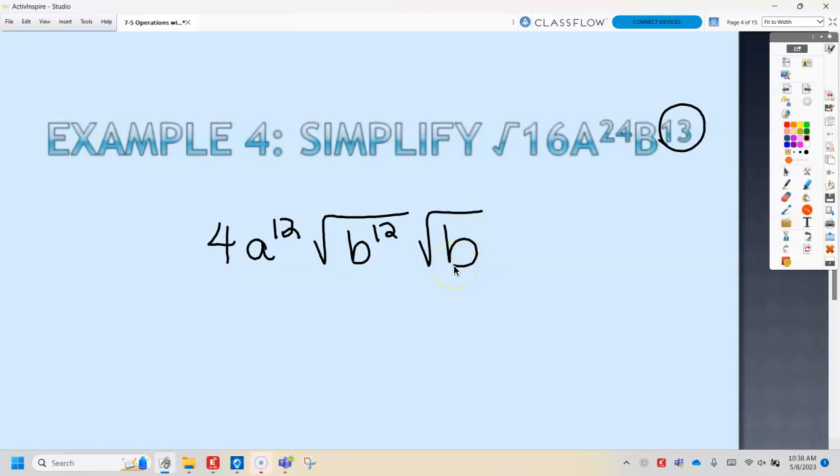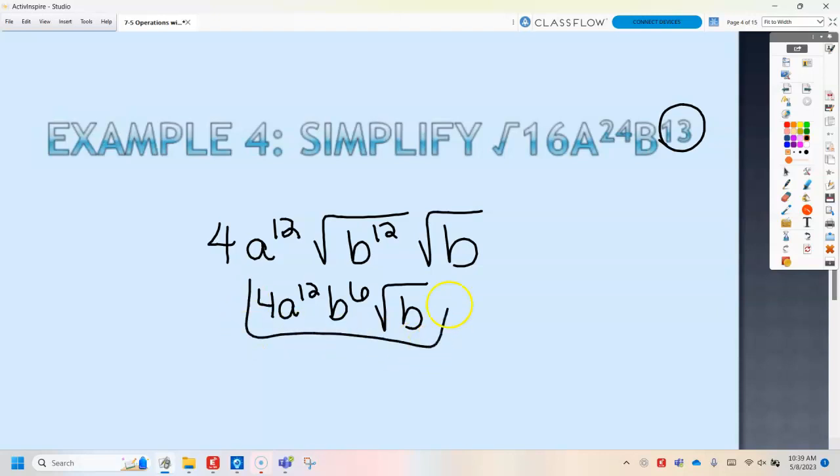So again, it's where that multiplying property comes into play. 12 is then less than 13. It is now even. So you get 4 a to the 12 b to the 6 root b. Just the 12 divided by 2, it comes out in front. The 1 less stays behind.